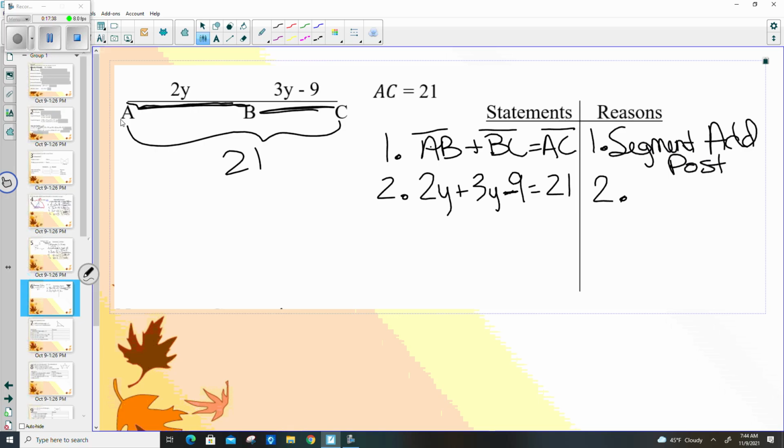And we kind of worked it backwards. We gave the algebra and then gave the geometry. But if we went the other way, starting at geometry, going to the algebra, what did we do to put that 2y in place of AB? I heard substitution. Absolutely. Sometimes when I run out of room on my paper, I write substitute instead of substitution.